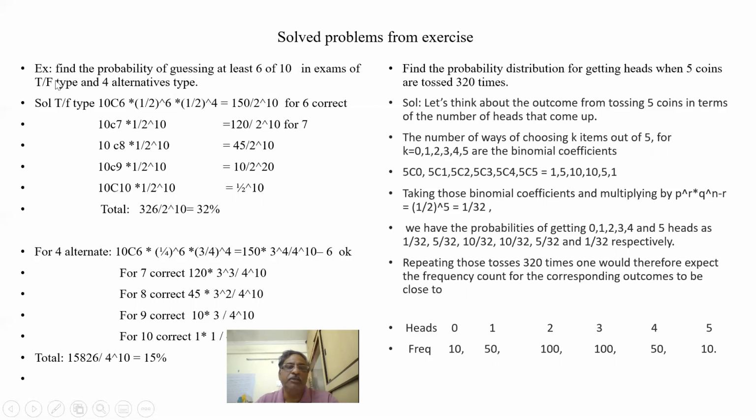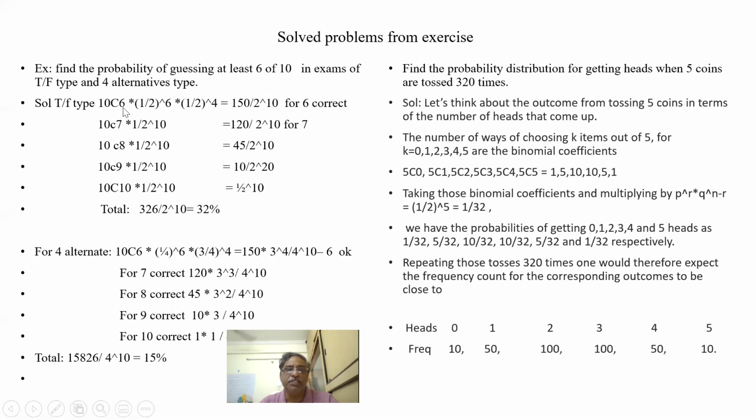Suppose there are 2 out of 4, we know 2 are not the answers. Only 2 are the answers. Out of 2, we have to put answers. For true or false, there are only 2 answers. So at least 6 out of 10 should be right. What is the probability? For true or false, the probability is half. So these 2 we take separately: 4 alternatives separately, and true or false separately.